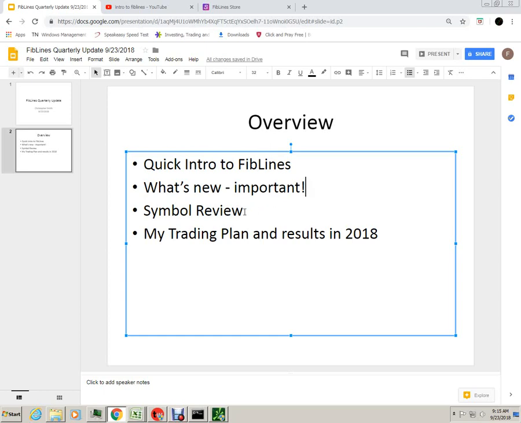We're going to review some symbols, and especially how we can reinterpret those symbols in light of the change I'm going to talk about here. Then I'm going to briefly talk about the kind of trading I do, how I use the FibLines indicator, and I'll show you my actual account and results so far in 2018. So definitely stay tuned for that.